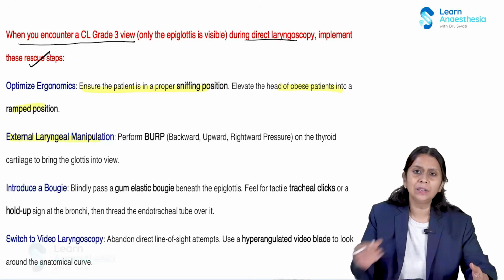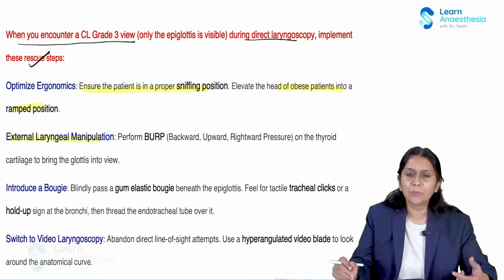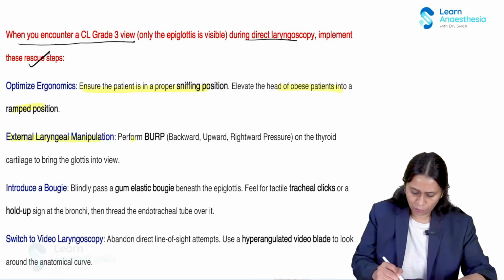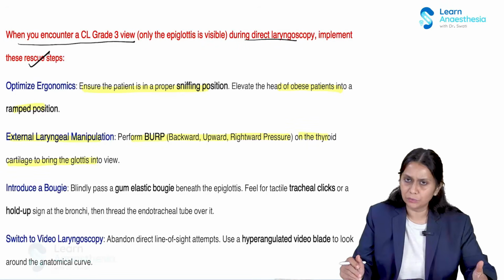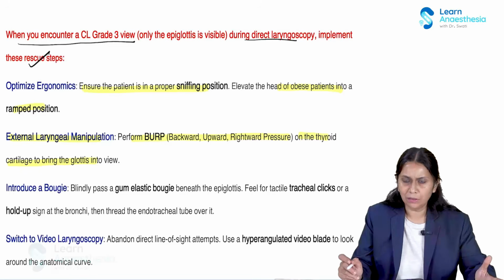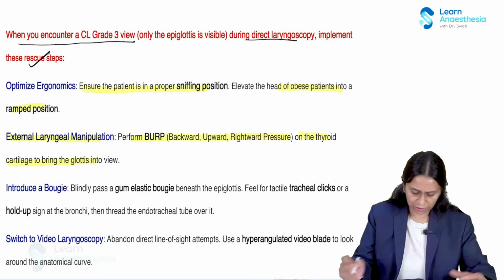Then external laryngeal manipulation. The BURP maneuver can help us in improving the visibility of the larynx. So BURP maneuver on the thyroid cartilage to bring the glottis into view: backward, upward and rightward pushing of the thyroid cartilage.